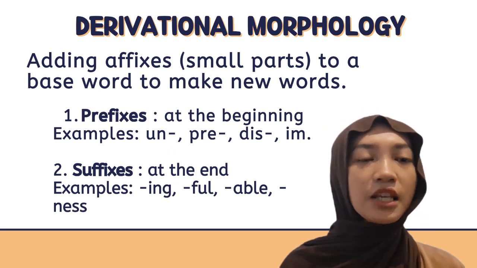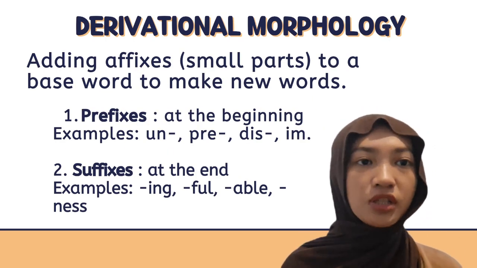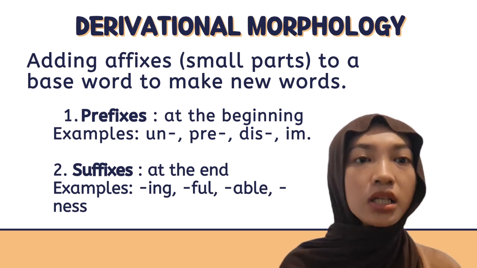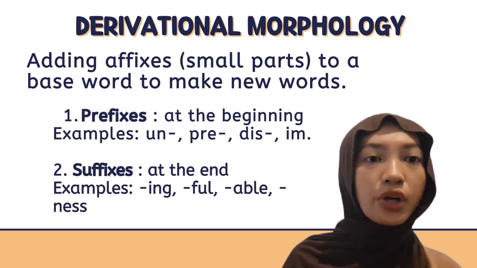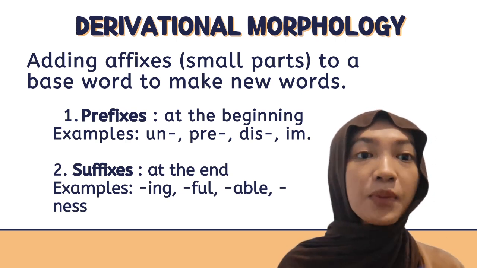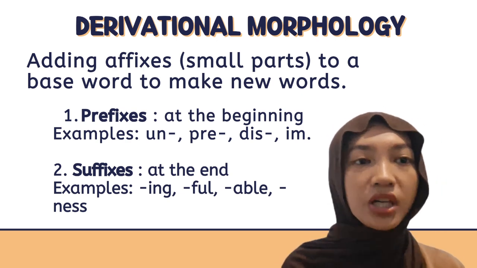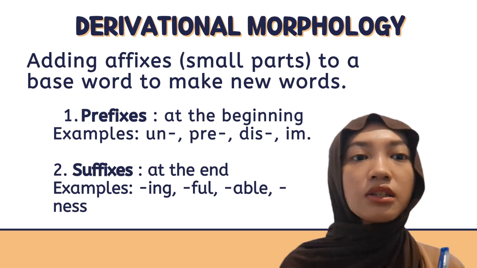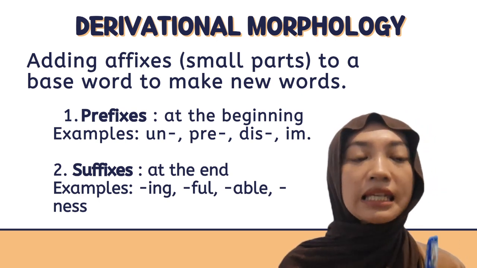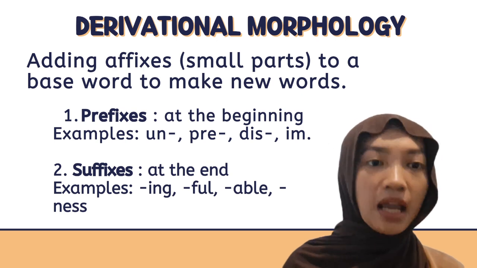Okay, the next one is derivational morphology. Derivational morphology is adding affixes or small parts to a base word to make a new word. The first type is prefixes at the beginning, for example like un, pre, and dis, and the second type is suffixes at the end, for example like ing, ful, able, and ness.